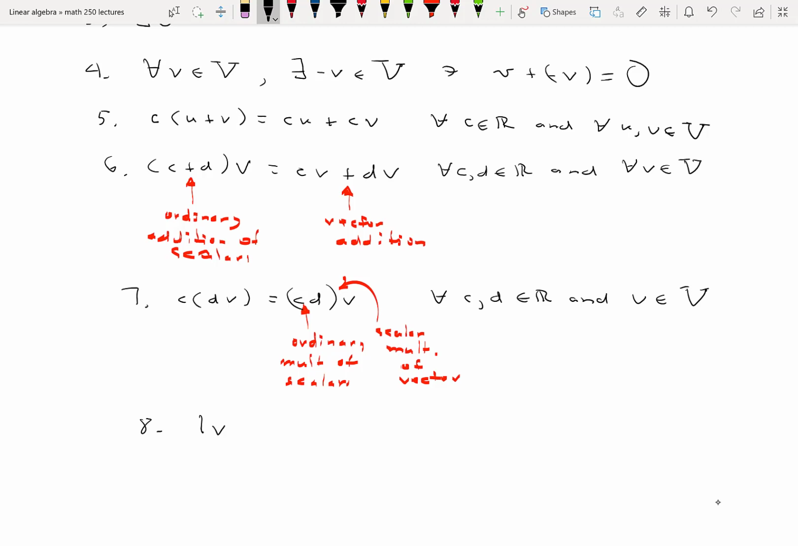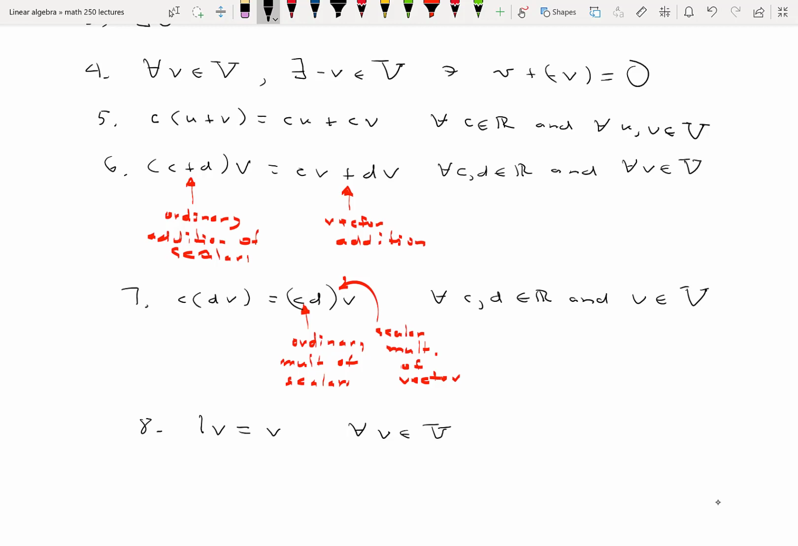1 times v equals v for every vector in the vector space. 1 times v equals v. That times on the left is not multiplication of two real numbers, because v could be a banana or a lamp or a chair or a car or the moon, whatever your vectors are. Okay, 1 times a moon, 1 times a banana, etc.